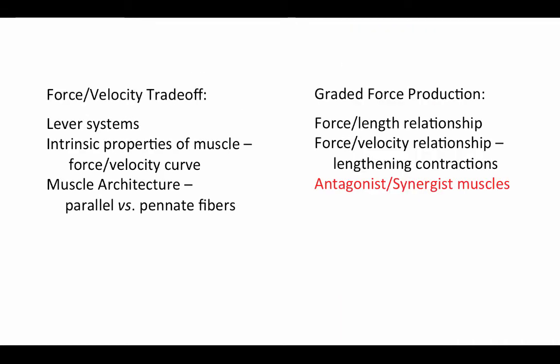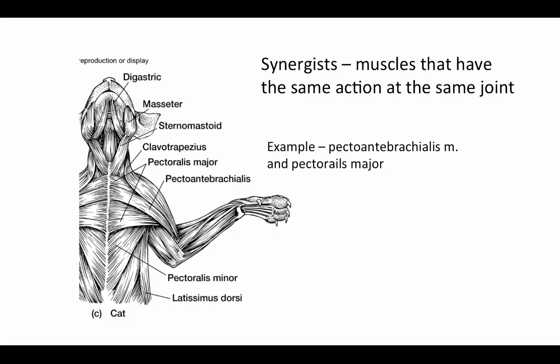Another way the muscles can be arranged to be able to moderate force is the use of antagonistic and synergistic muscles. So synergistic muscles are two or more muscles that have the same action at the same joint. So if we look at this example in the cat, we look at the pecto antebrachialis, which goes from the sternum out to the forearm, and the pectoralis major, which goes from the sternum up to the head of the humerus.